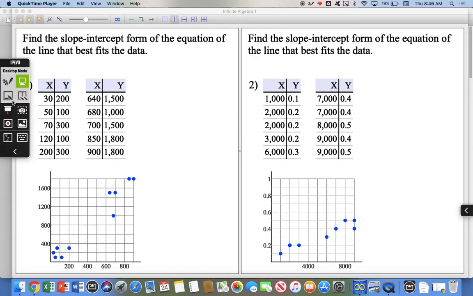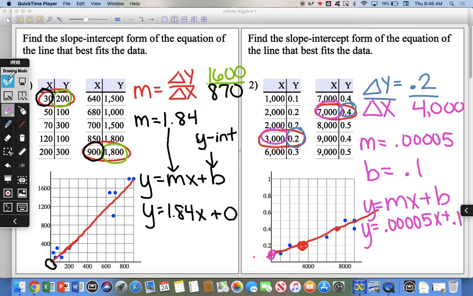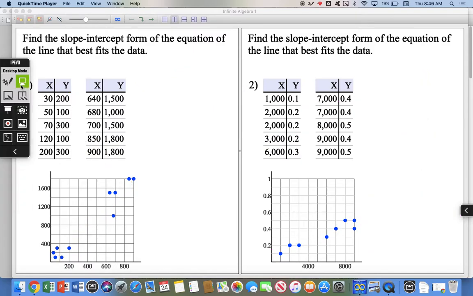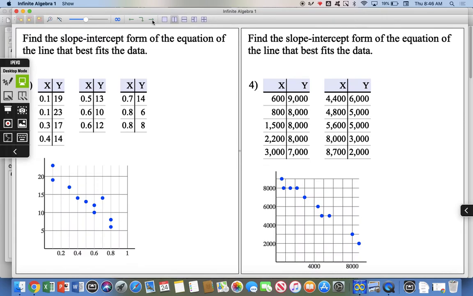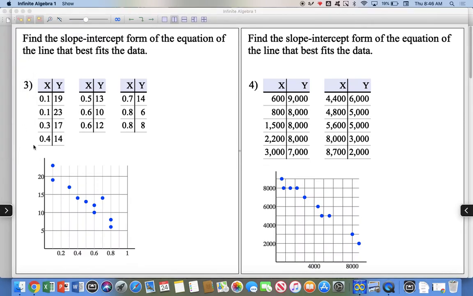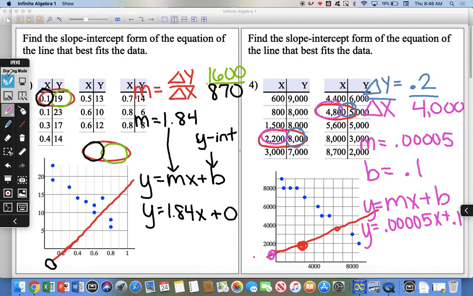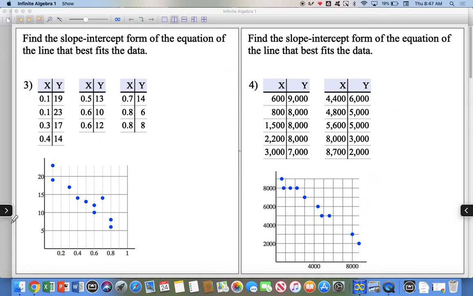And let me see. Do I need to go back? I can. Does anyone need more time? All right, so let's see. All right, I actually want to skip 3. Let's look at 4. So this one, we'll come back to tomorrow. All right, so let's take a look at number 4.